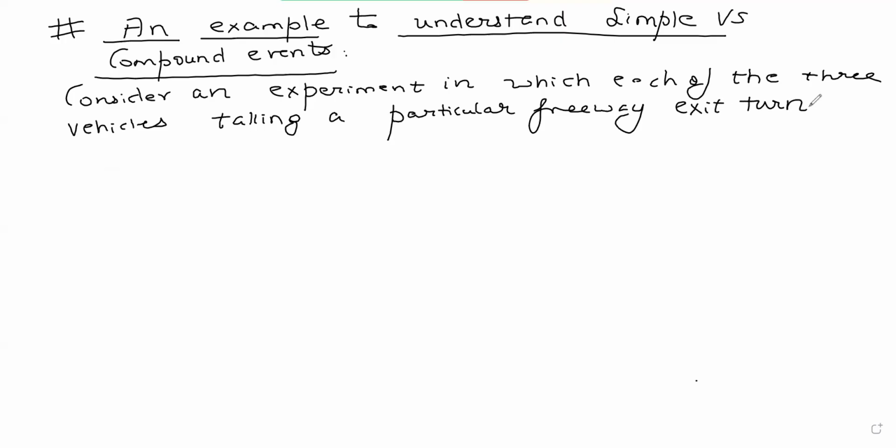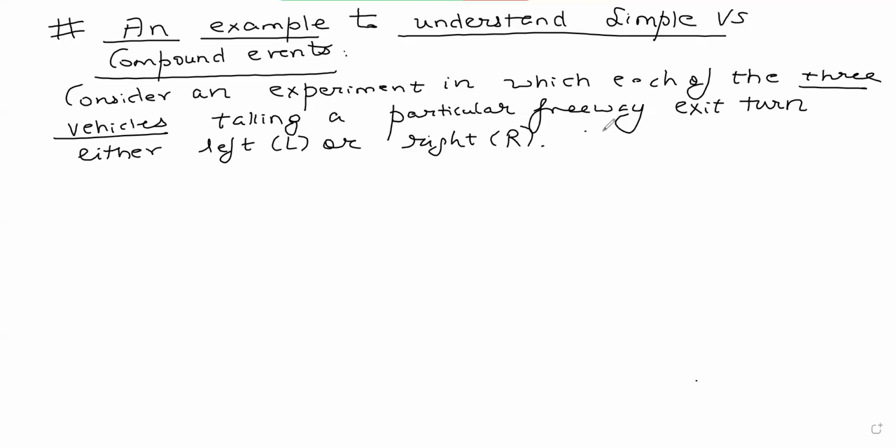turn either left, captured by L, or right, captured by R. First of all, let's write what's the sample space. There are three vehicles, I can say three objects. How many elements will be there in the sample space? 2 to the power 3, which is 8 outcomes.